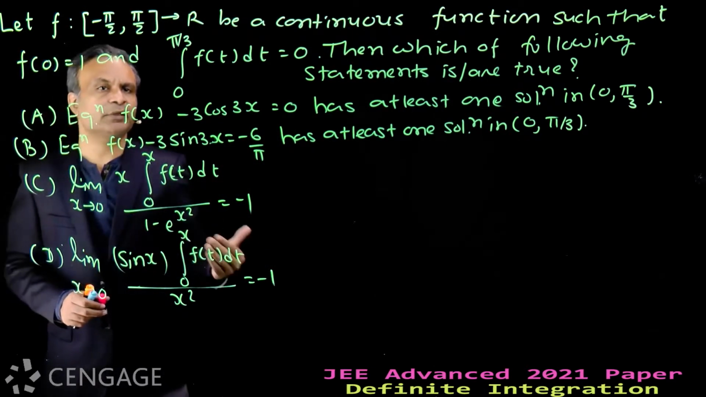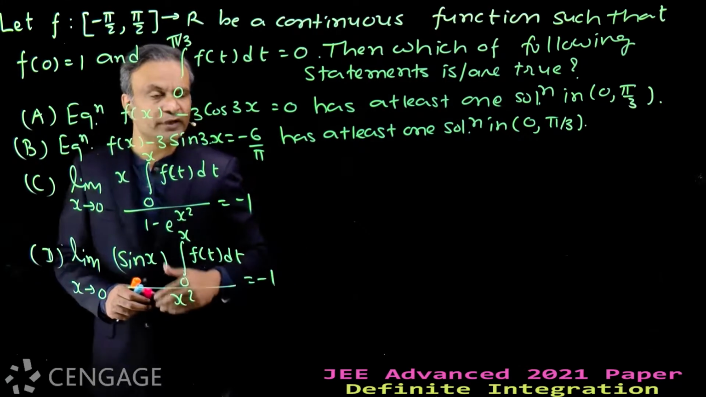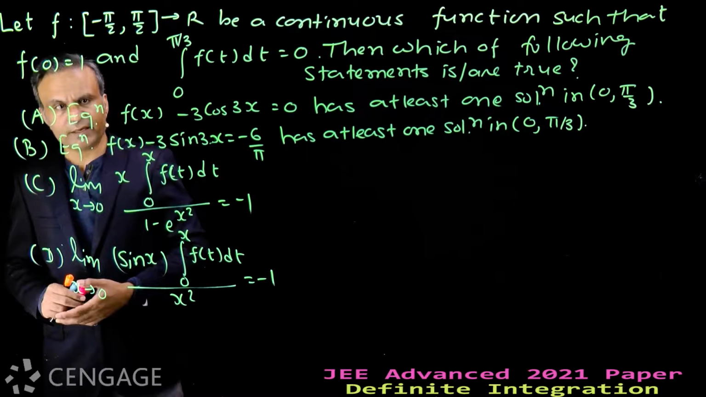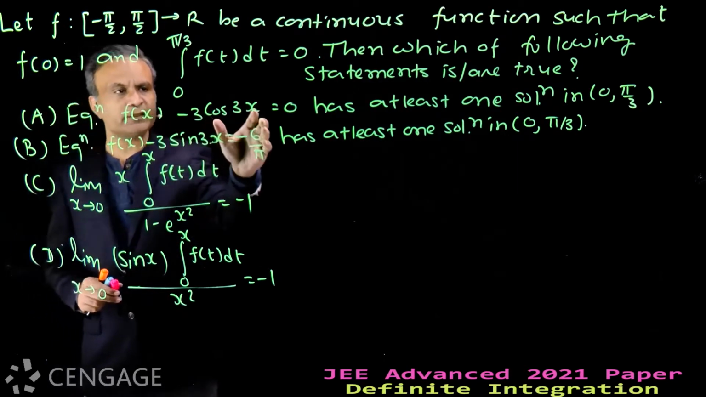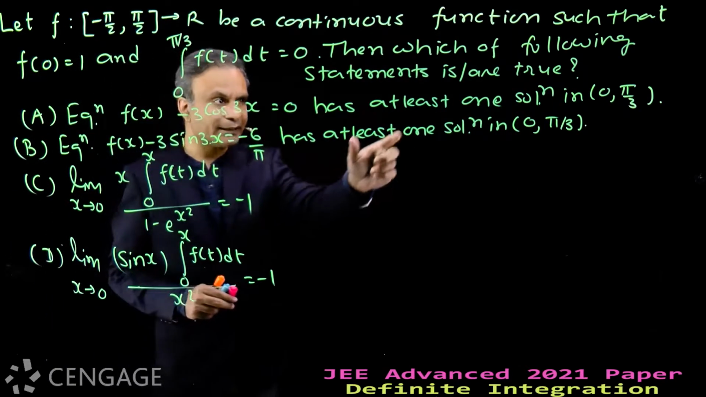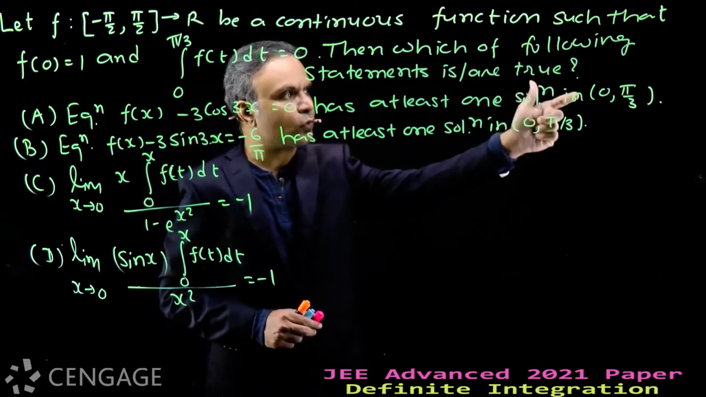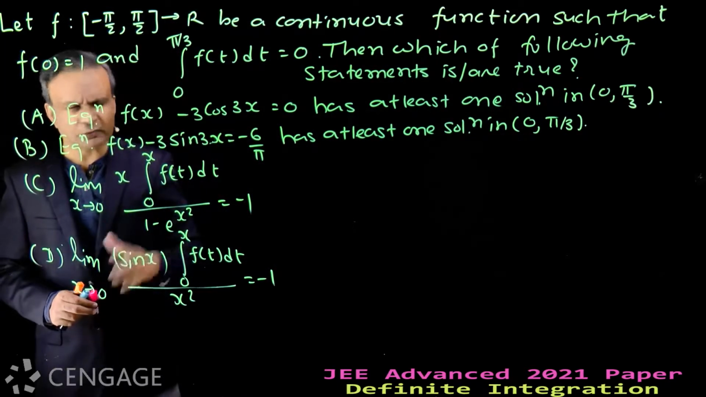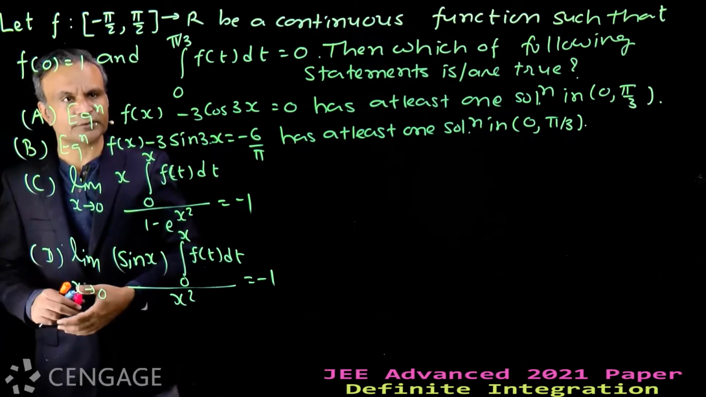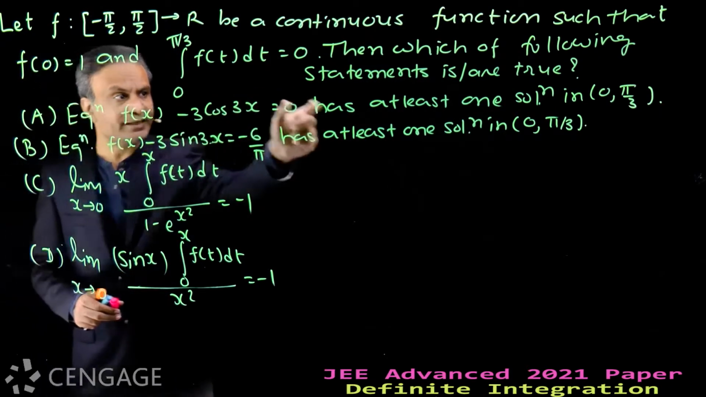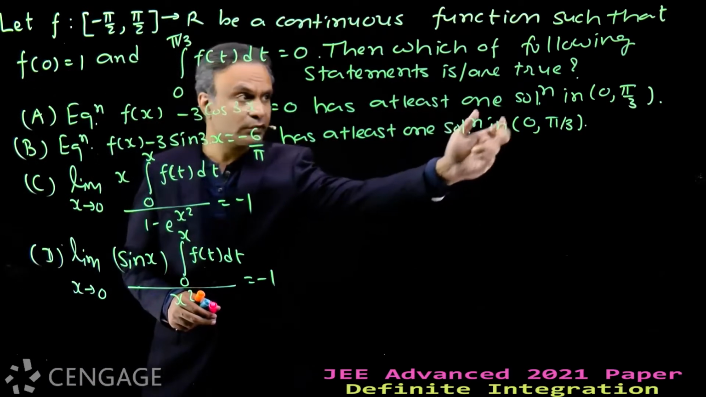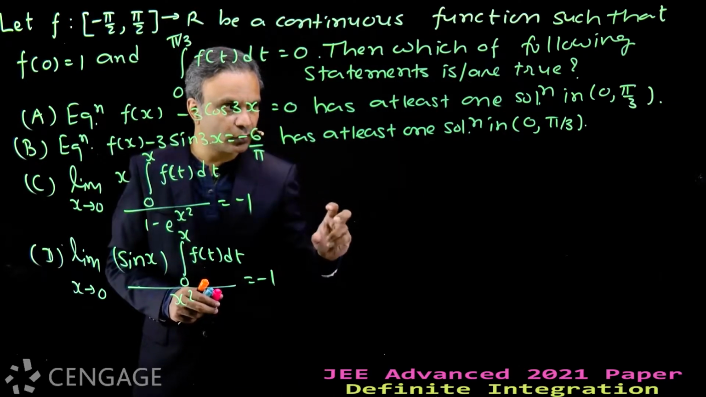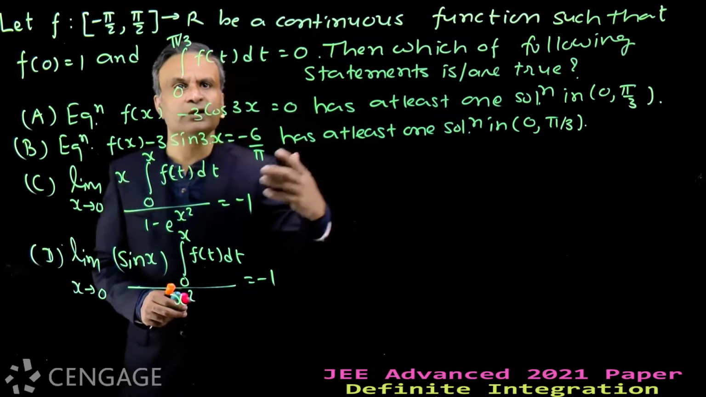If the value of this definite integral is 0, then which of the following statements are true? This is a multiple correct answer type question, so we have to check all the options. Option A: the equation f(x) minus 3 cos 3x equals 0 has at least one solution in the open interval 0 to pi by 3. What are the keywords? This equation has at least one solution in this interval. That means we can think of using Rolle's theorem.